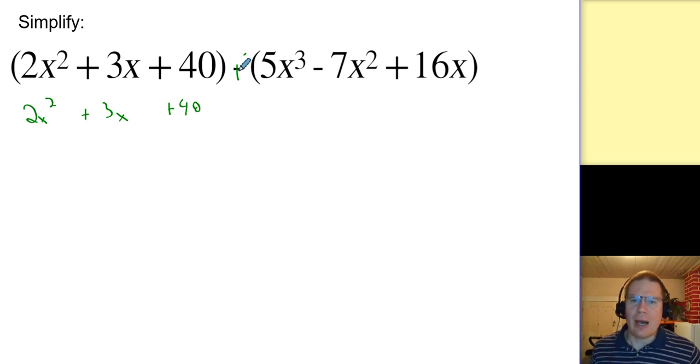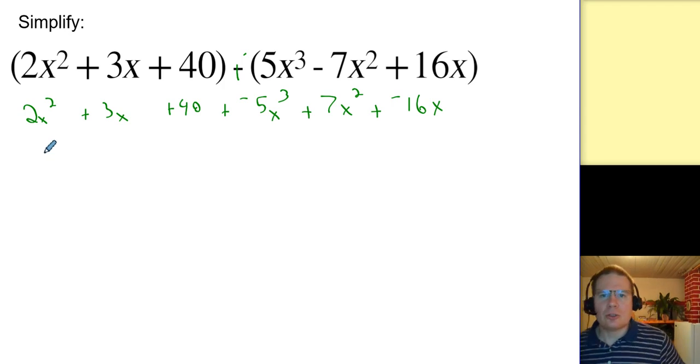But I have the opposite of 5x cubed, the opposite of negative 7. So that's positive 7. The opposite of positive 16. So that's negative 16. Right? Now I still have those 6 terms. Now that I've distributed that negative, I don't care about what's being grouped with what, because it's all just addition. Right?